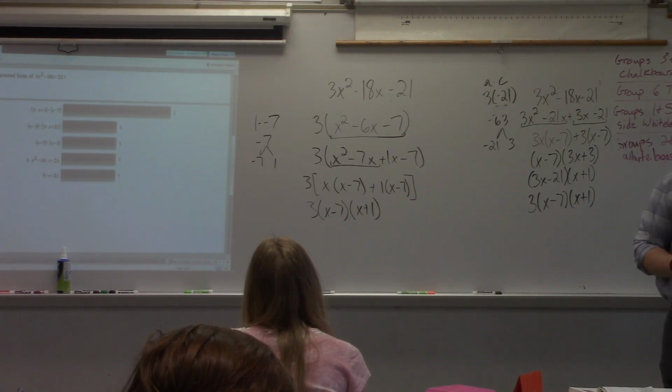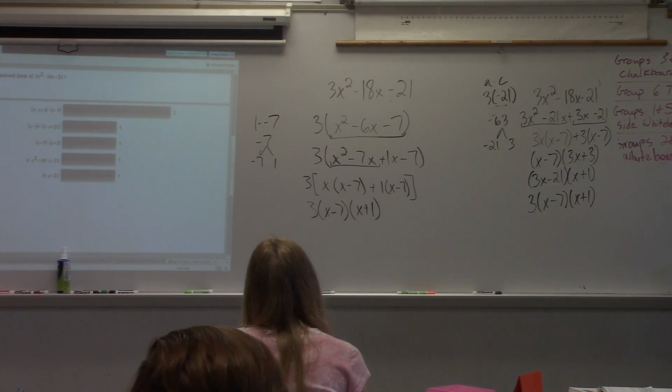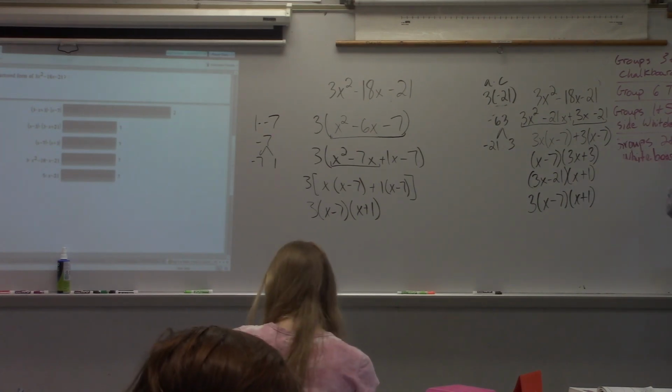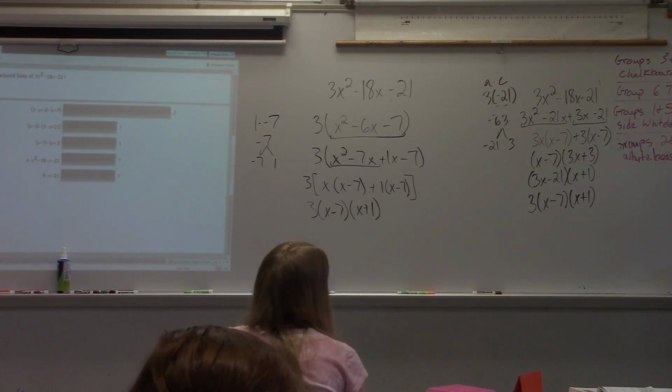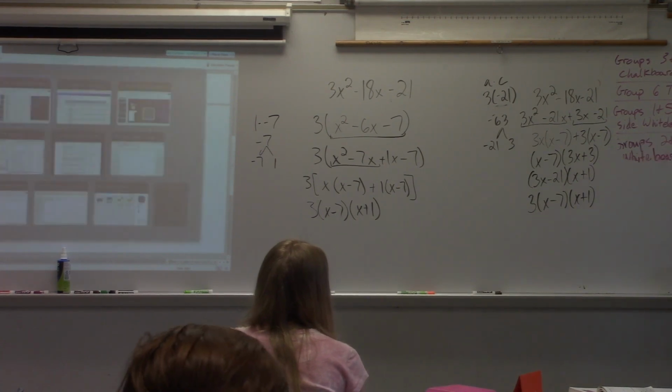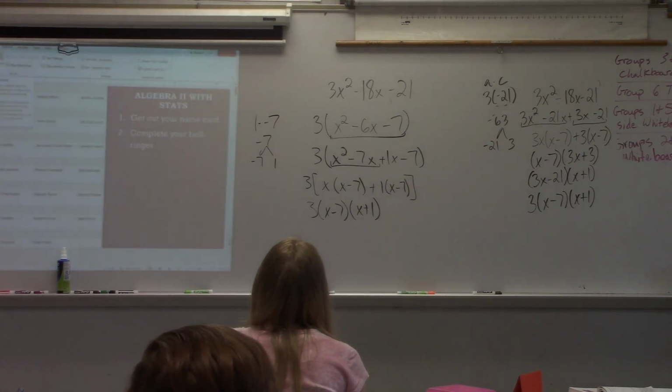Questions, comments, concerns before we continue? Okay, and remember, these are just 2 different strategies to approach this one. The main idea is A times C method of factoring. But you could have factored out the greatest common factor first. So there are no questions. We are going to continue with today.